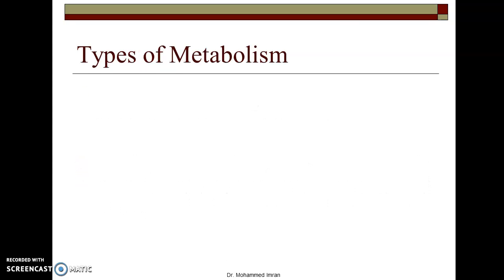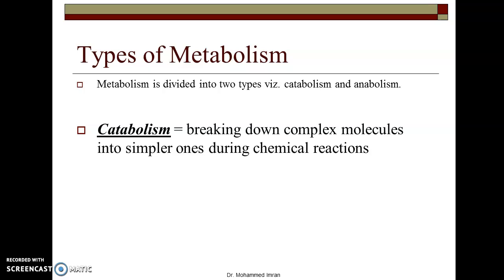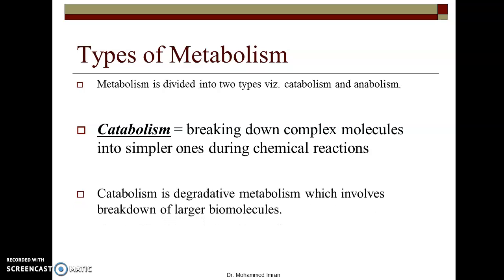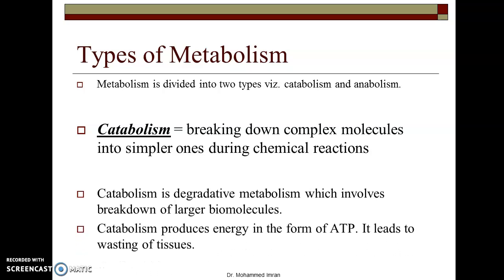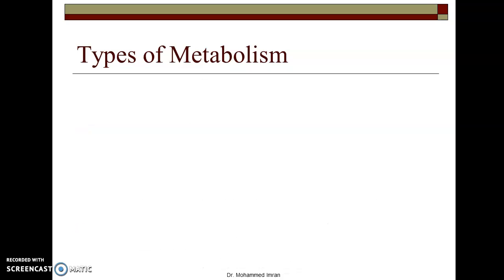And in our body, there are mainly two types of reactions that are continuously occurring. One type is catabolic reaction. Catabolism means breaking down complex molecules into simpler ones during chemical reactions. This catabolism is a degradative metabolism which involves breakdown of larger molecules, and catabolism also produces energy in the form of ATP. Glycolysis is the best example of catabolism.